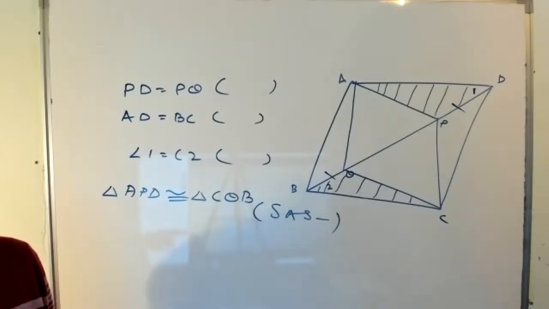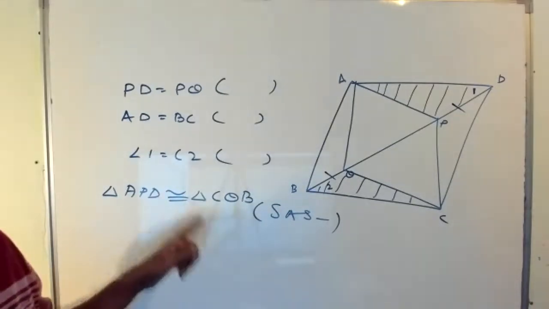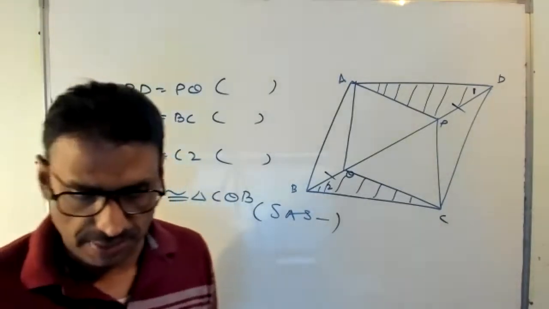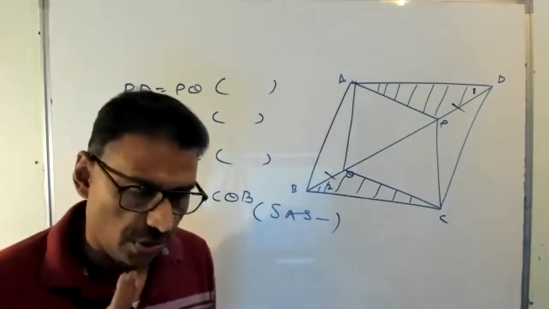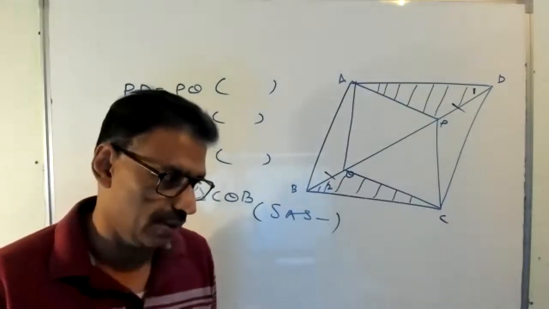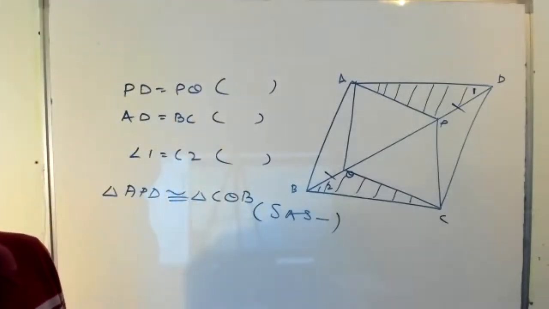Yes or no? Triangle APD is congruent to triangle. What is the question? Did you copy the question or not? I did, sir. Okay, then read the question. What do you have to prove? We have to prove that triangle APD is congruent to triangle CQB.